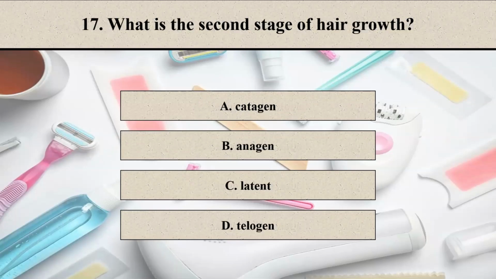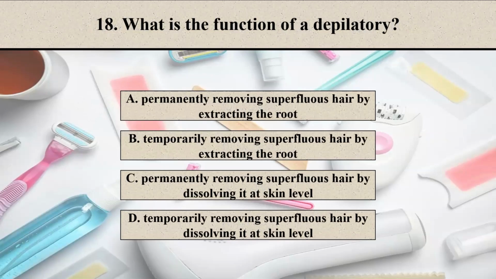What is the second stage of hair growth? Is it catagen, anagen, latent, telogen? If you chose A, catagen, you are correct.